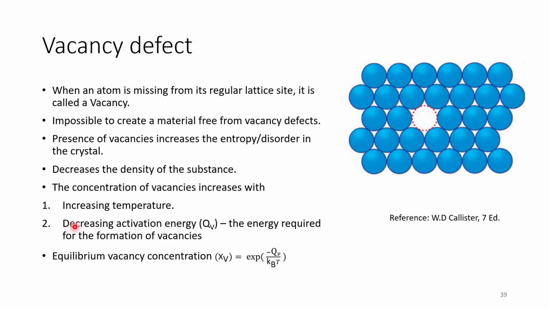The other way is by decreasing activation energy. For example, if you have two different types of materials and one has lesser activation energy, then that will have a higher number of vacancies at the same temperature. It is the energy required for the formation of vacancies. Next is the equilibrium vacancy concentration. Its formula is exponential of minus activation energy divided by Boltzmann's constant multiplied by temperature.